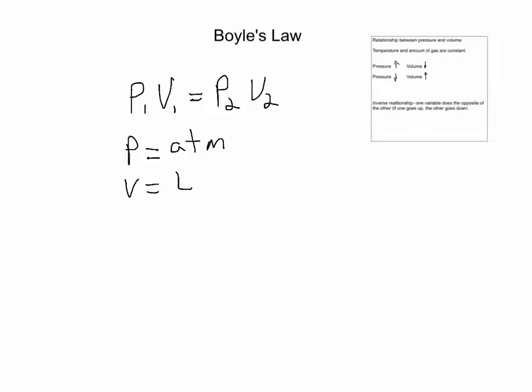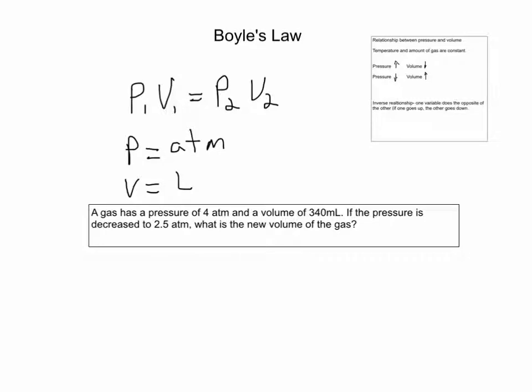Let's look at a sample problem. So a gas has a pressure of 4 atmospheres and a volume of 340 milliliters. If the pressure is decreased to 2.5 atmospheres, what is the new volume of the gas? So the first thing I'm going to do is circle my variables. What's important? Well, I have 4 atmospheres, I have 340 milliliters, and I have 2.5 atmospheres. I'm also going to underline the question. What am I looking for? I'm looking for a volume of the gas.